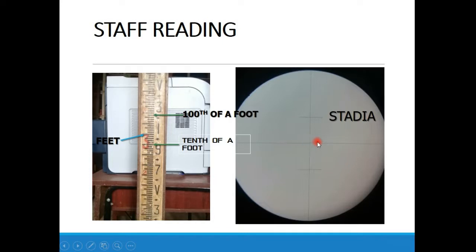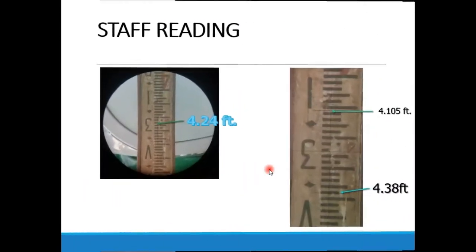So any reading is taken from the middle line for the height, but you can also determine the distance from the staff to the instrument by working out the difference in the stadia reading. These are the stadia, the shorter lines, the stadia reading, that is from the top and the bottom. You find the difference, and that difference is multiplied by 100. Then you have the distance. So now let's look at the reading from an observed staff.